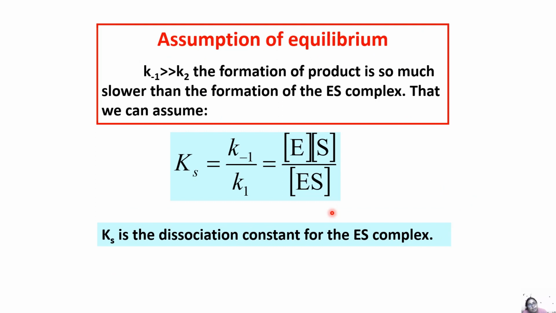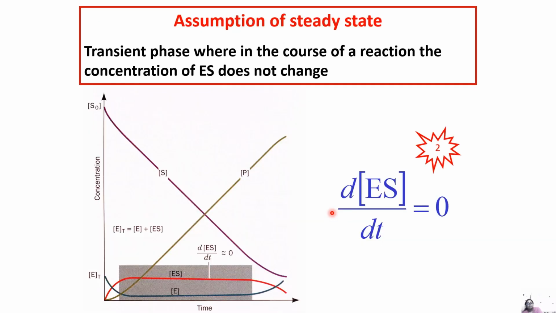So for assumption of equilibrium, we know that the K minus 1 is much greater than K2. The formation of product is so much slower than the formation of the ES complex. We can assume Ks is E times S by ES. So the Ks is the dissociation constant of the ES complex.